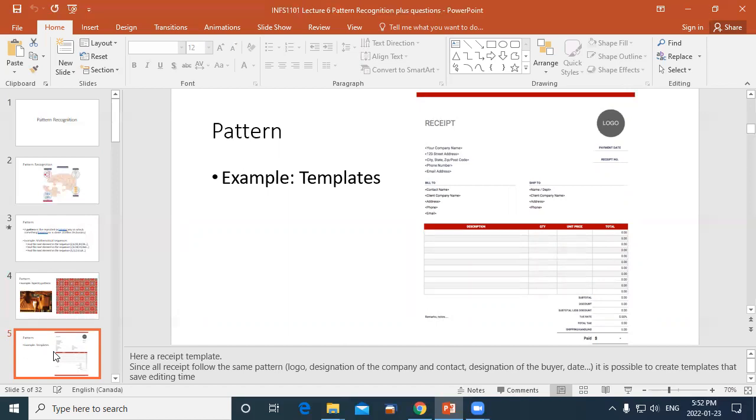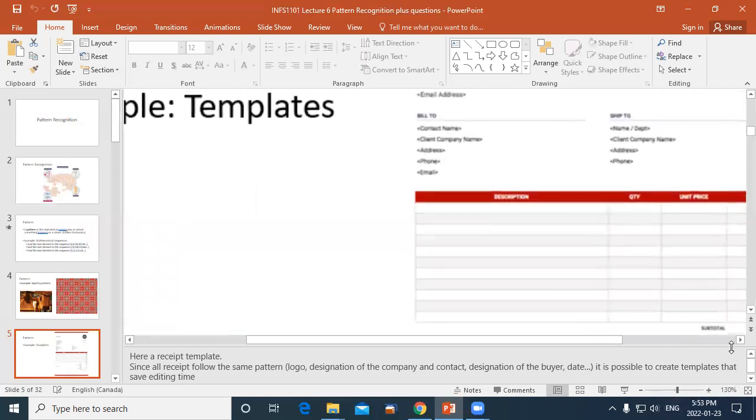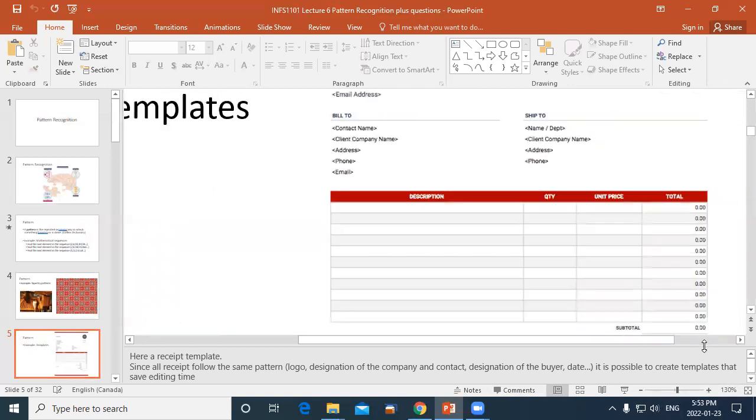So we have a description of the item. Sorry, that's very small and you can't see it. I can't even see it from here. Maybe I can make it a bit bigger. Yeah, so the description of the item that you're selling, the quantity, how many of them you're selling, and the unit price. Because the total is going to be the quantity multiplied by the unit price, and then we add all those up.